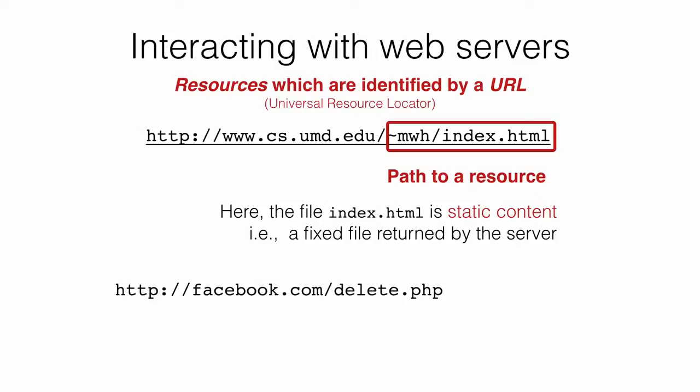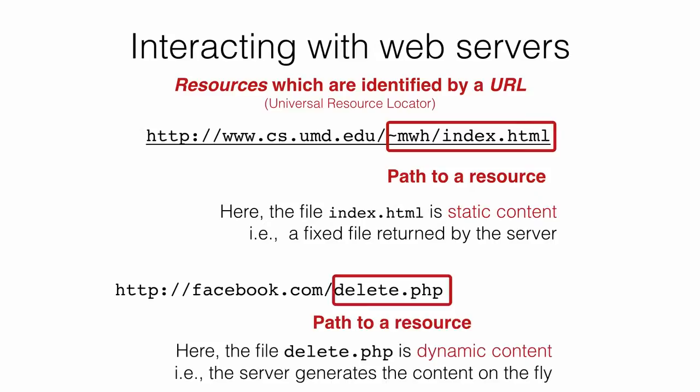Another sort of URL might have a different final file, a different path. So in this case, delete.php, and the content of that path is different. PHP is a program written in the PHP programming language, and the content is actually determined by running the program. PHP runs at the side of the server, and it will query the database to acquire information. So if the database changes because other users interact with it, then the next time you go to delete.php, you might get different content shown in your browser. So this is a dynamically generated file. It's content that's created on the fly.